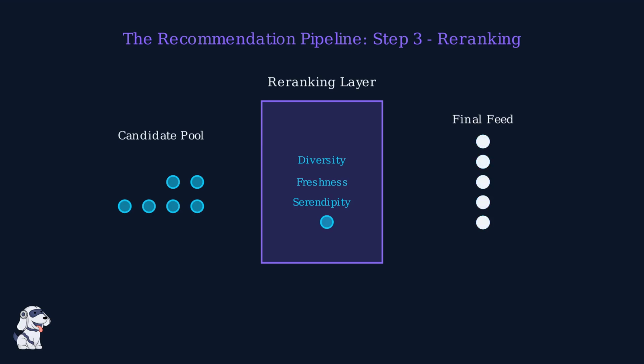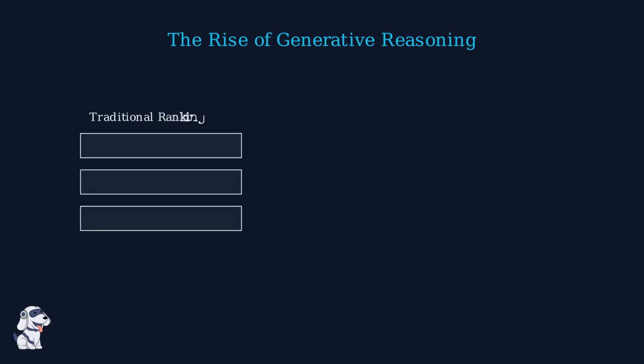By intentionally mixing content, we ensure the user is not trapped in an echo chamber, keeping the experience engaging and varied. This re-ranking stage transforms a raw list of scores into a curated, meaningful, and balanced feed, tailored to the user's long-term satisfaction. Recommendation systems have evolved from static lists into complex generative reasoning engines.